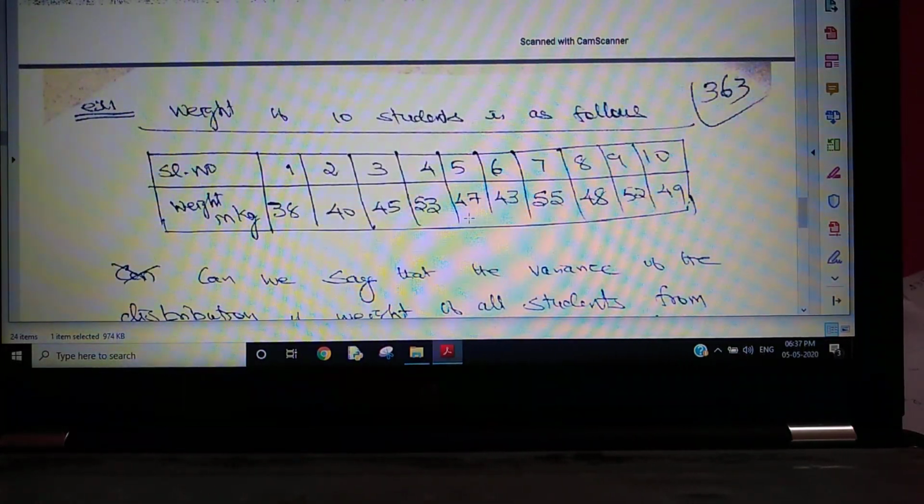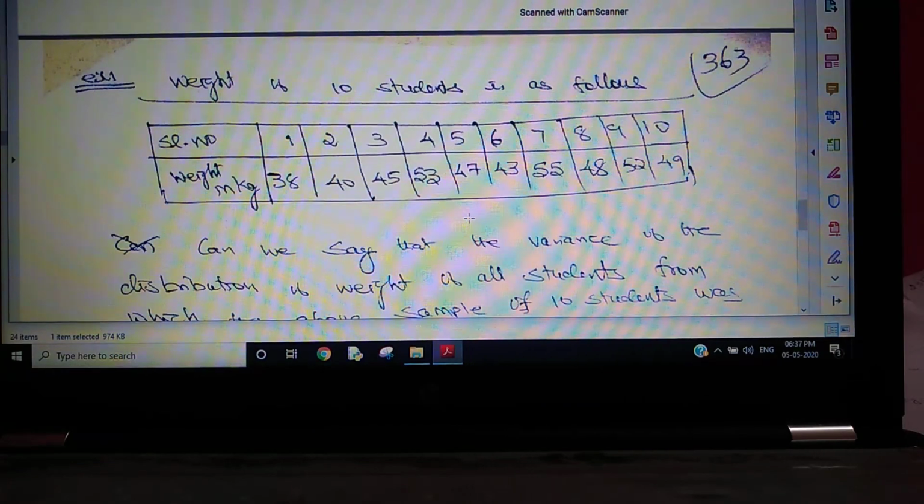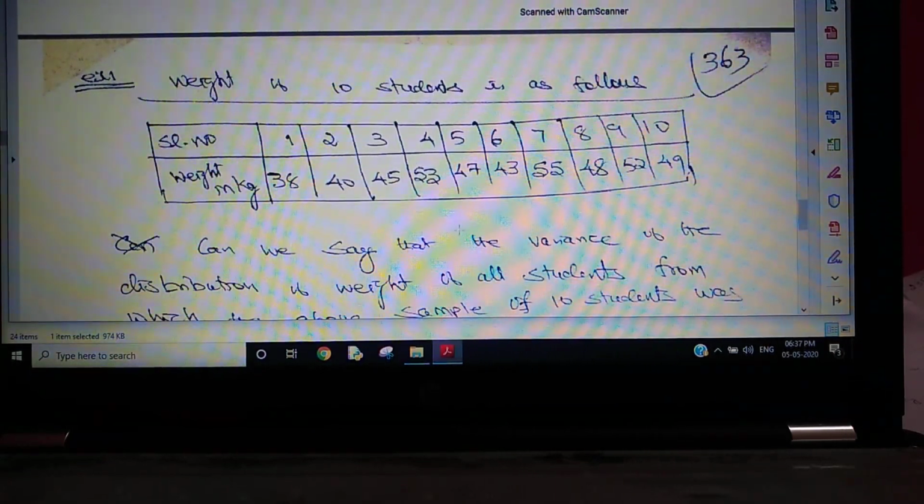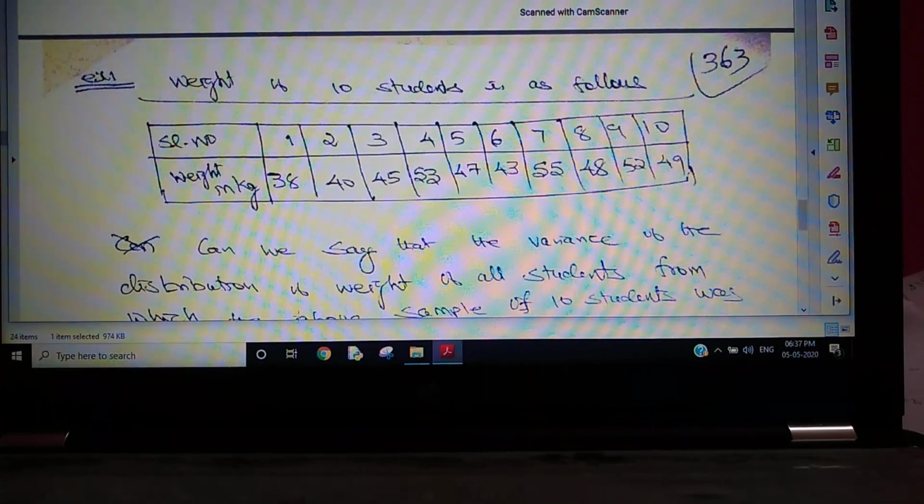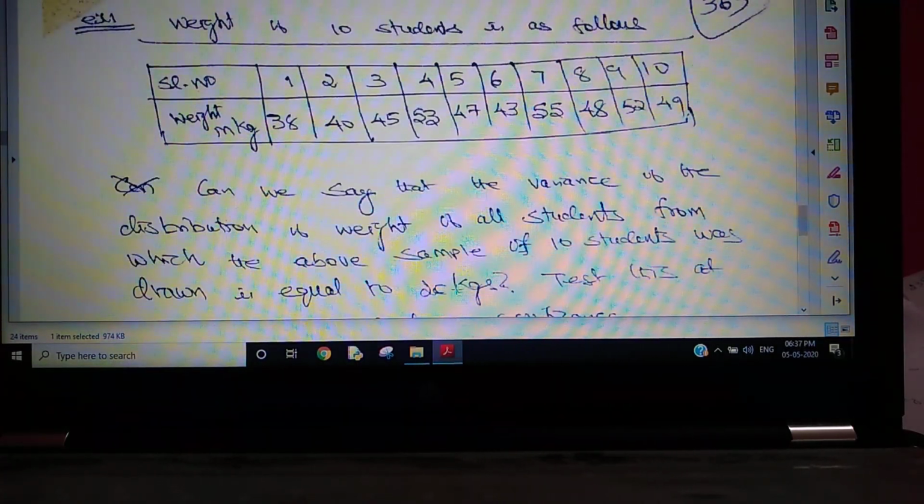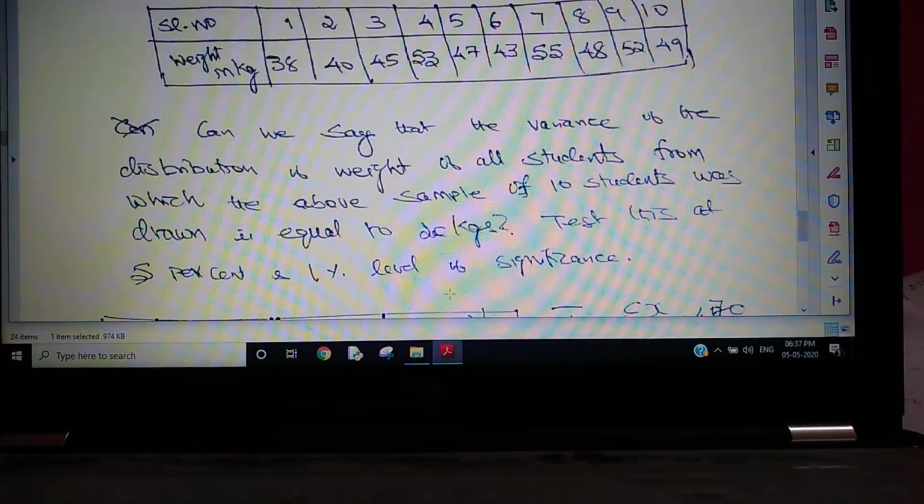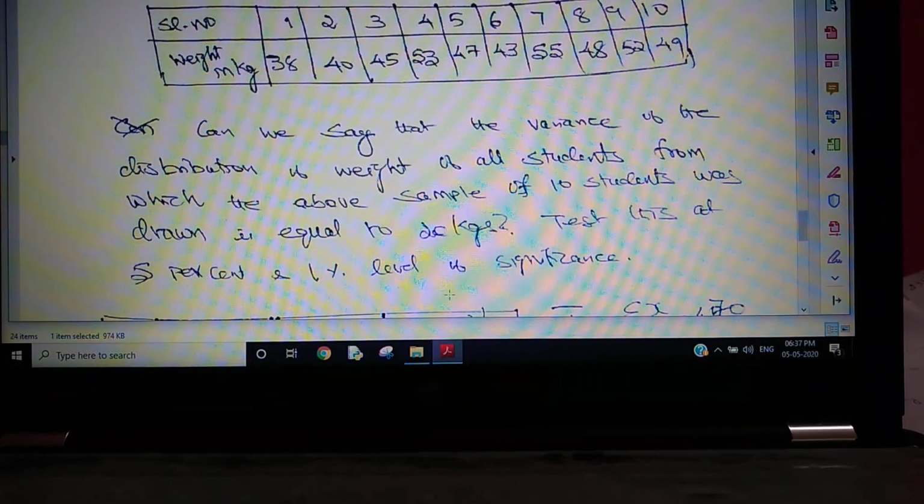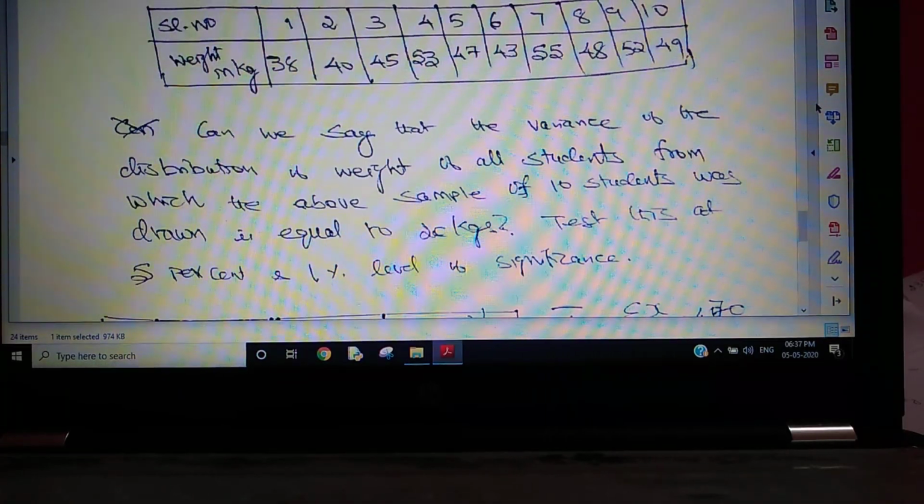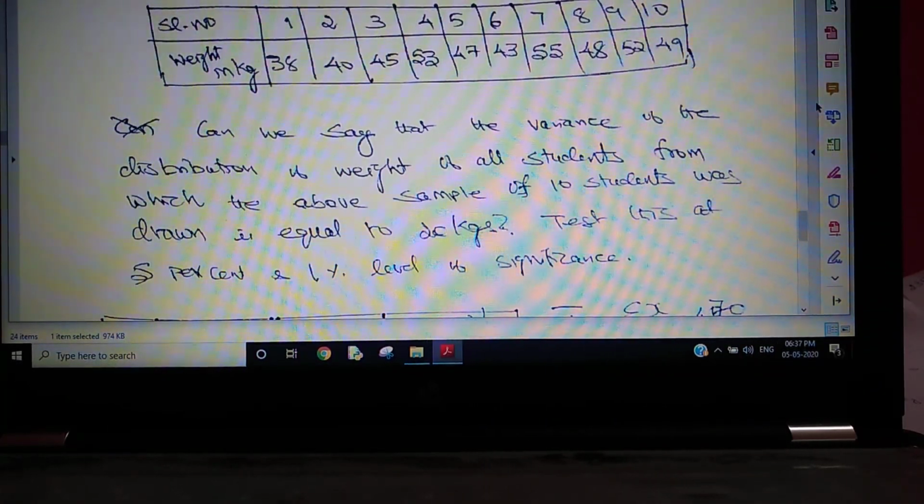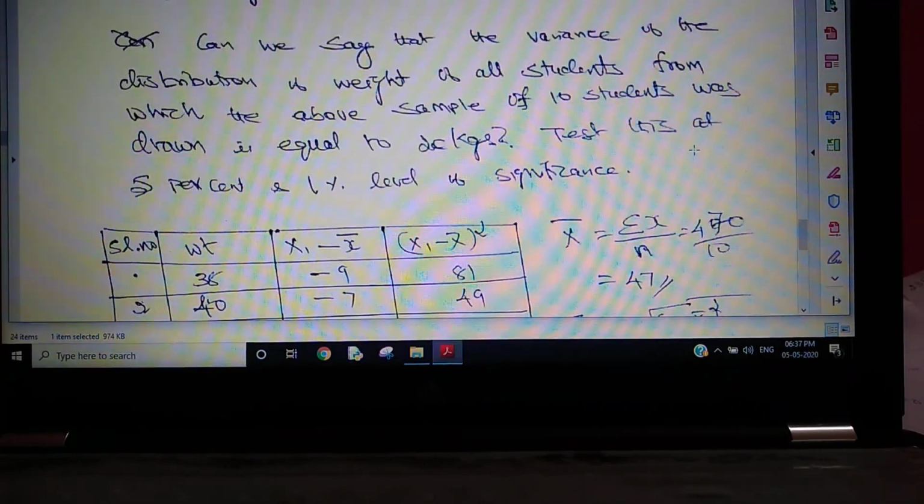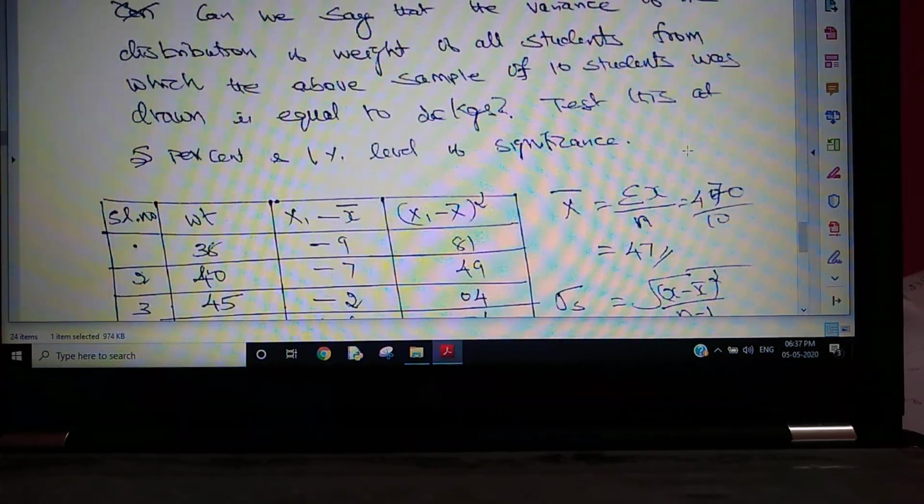Let us see an example problem. The weights of 10 students are as follows: serial numbers 1 to 10, weight in kilograms 38 to 48. The question is, can we say that the variance of the distribution of weight in the population of all students from which the above sample of 10 students was drawn is equal to 20 kg? Test this at a 5% significance level and a 1% significance level.